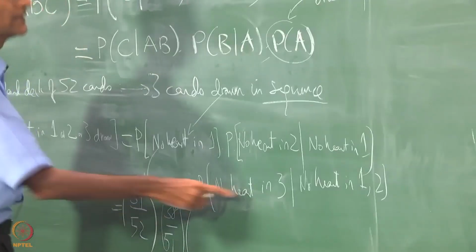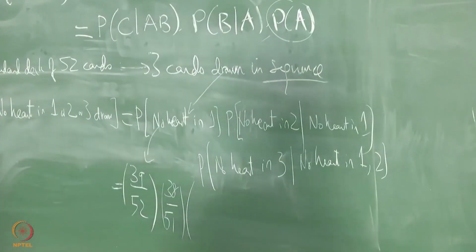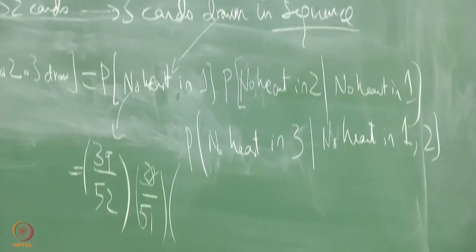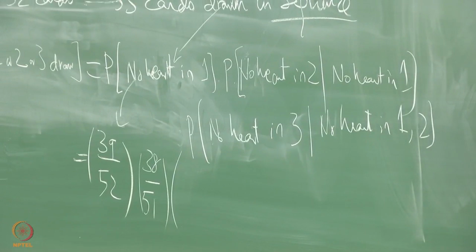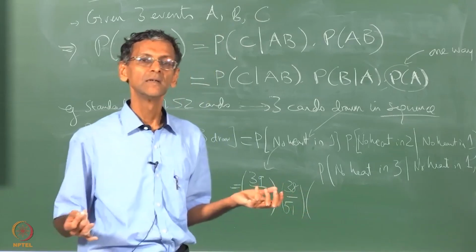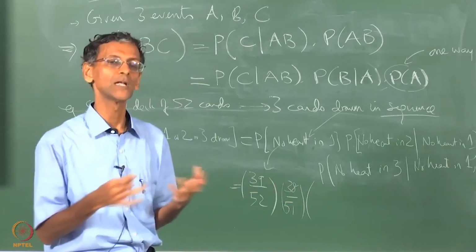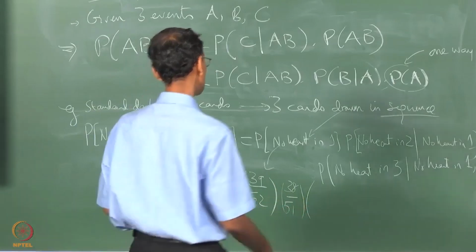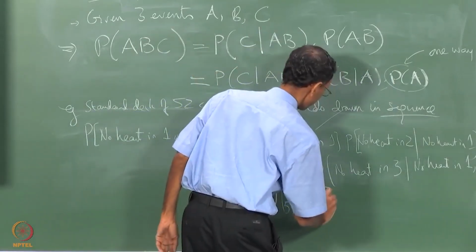The third thing is what? 37 divided by 50. Given that you pull out 2 cards which are both not hearts, all 13 hearts are still there, and you have only 37 cards now which are not hearts. So 37 divided by 50.